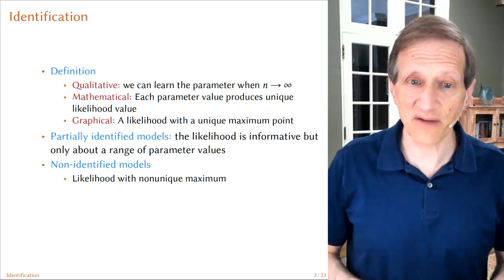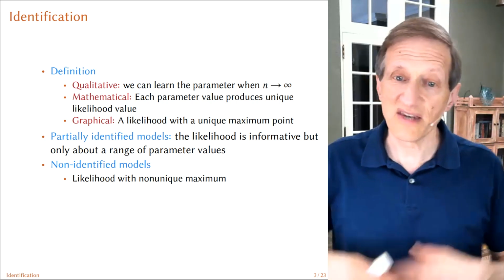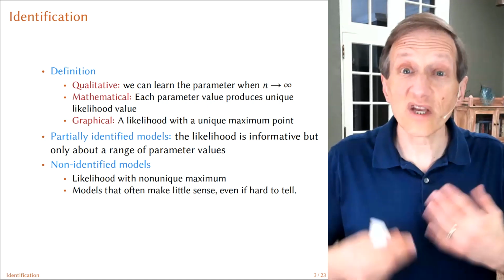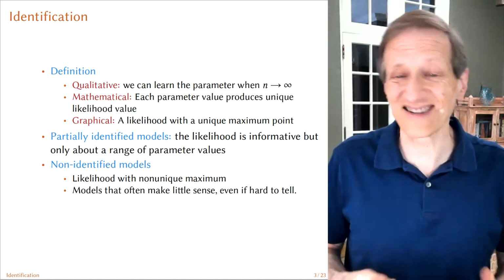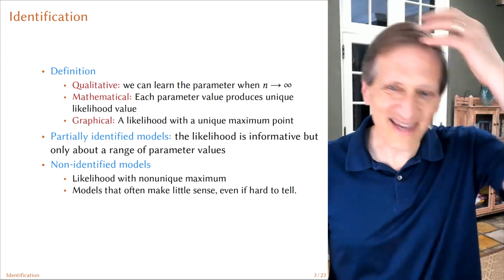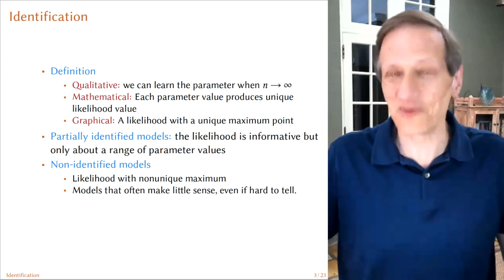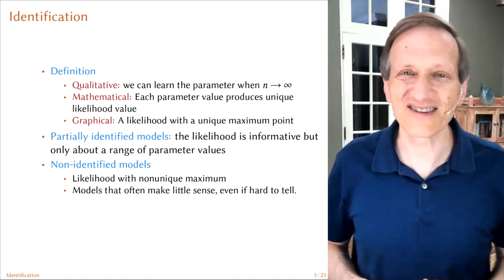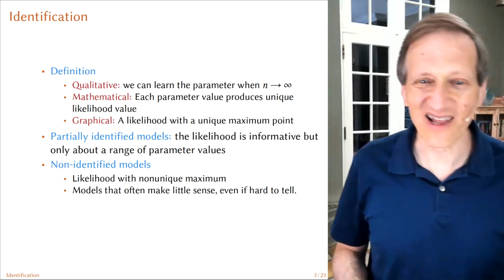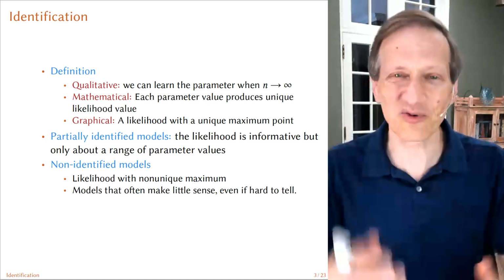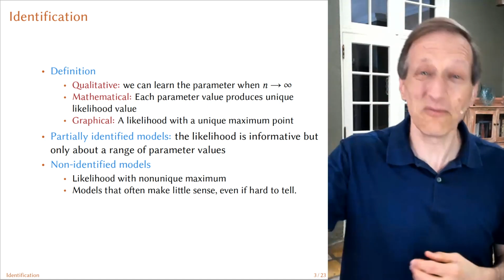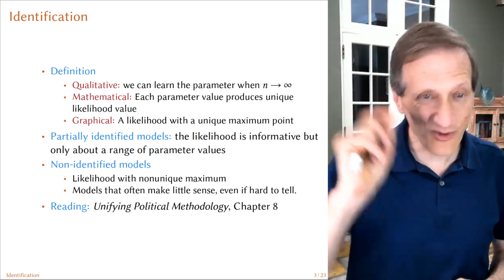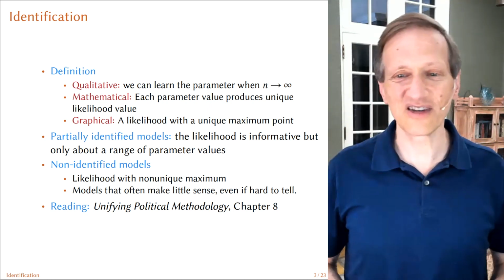The non-identified models are likelihoods with non-unique maxima. These models, if you really understand them, really don't make any sense at all. But if they don't make any sense, why would we use them? Well, it turns out it's hard to know sometimes whether they don't make any sense. And so we will be able to determine, once we understand identification, whether they're dumb models to begin with. So Unifying Political Methodology, Chapter 8 will focus on identification. You can have a look at it.